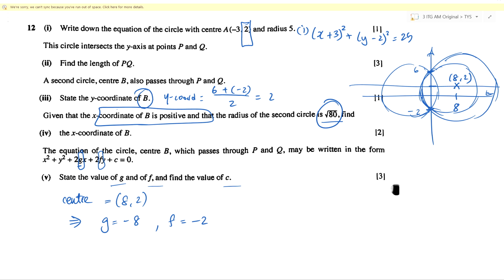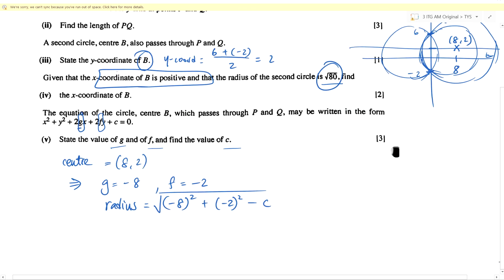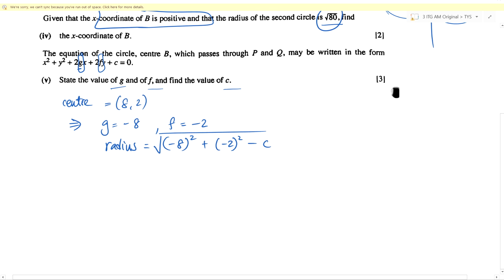Okay, then for the final one, C. The radius is equal to the square root of (-8) squared plus (-2) squared minus C. This is the formula that we can use. Radius is given to be √80. In other words, 80 is 64 plus 4 minus C. C is going to be -12. That's all. Any questions?